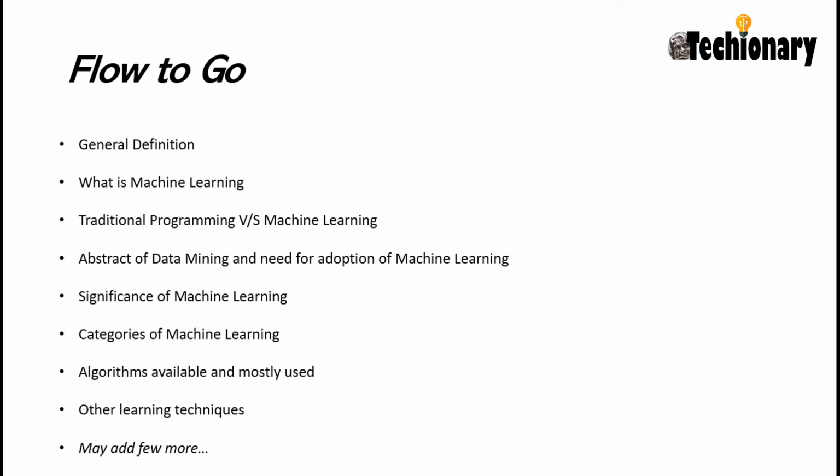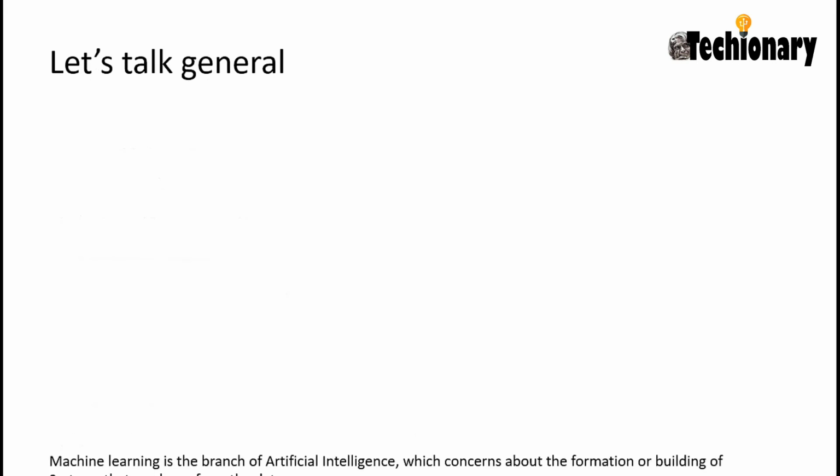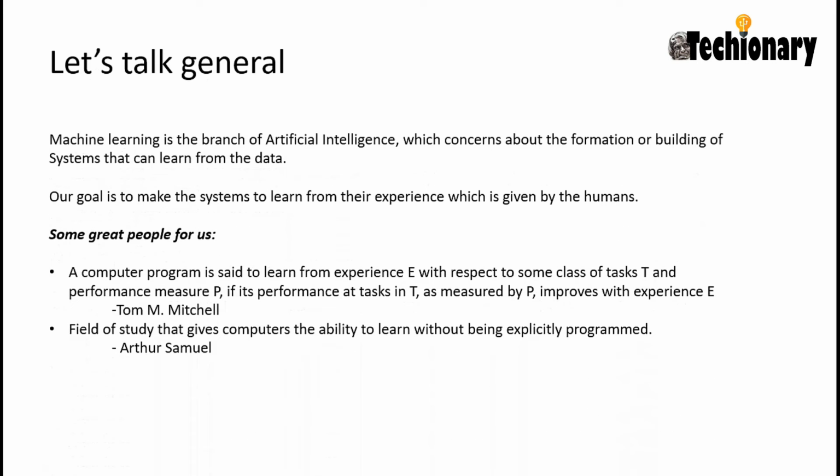And machine learning has many categories, you can say, and we are going to see each and every category in detail with a few algorithms, and you can make your own algorithm after knowing the depth of machine learning. Then the algorithms available and mostly used in real-time applications. There are some other learning techniques apart from machine learning that can also be used. Apart from these, there are a few more to be added. We'll talk about that later. Let us start. Let's talk in general.